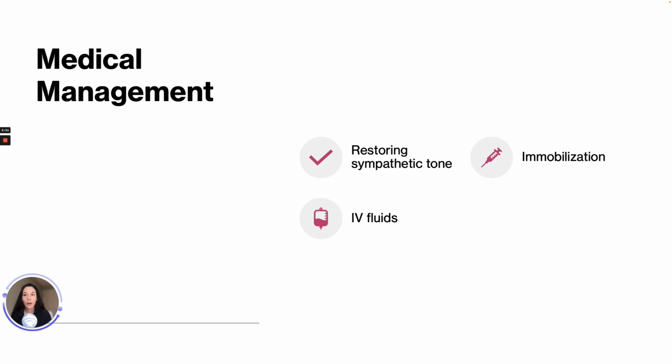So there's different medical management that we may use in patients with neurogenic shock, which involves restoring sympathetic tone. It would be either through the stabilization of a spinal cord injury or, in the instance of spinal anesthesia, by positioning the patient appropriately. We may use immobilization if the patient has a suspected case of a spinal cord injury. A traction may be needed to stabilize the spine to bring it into proper alignment. And we may use IV fluids to stabilize the patient's blood pressure.